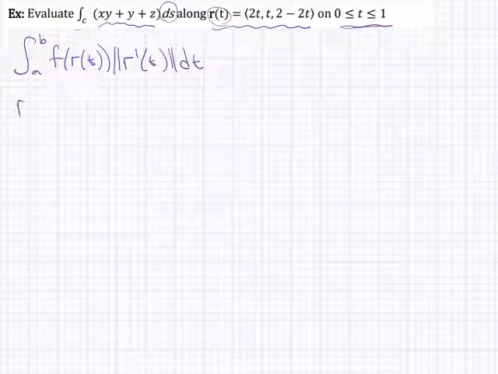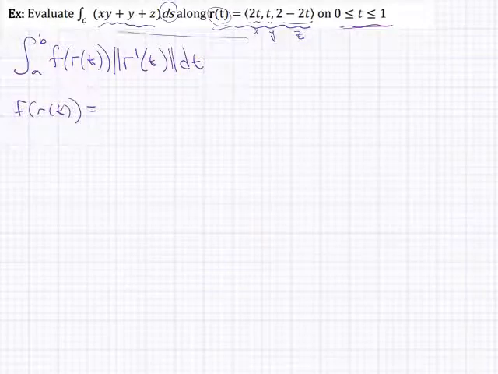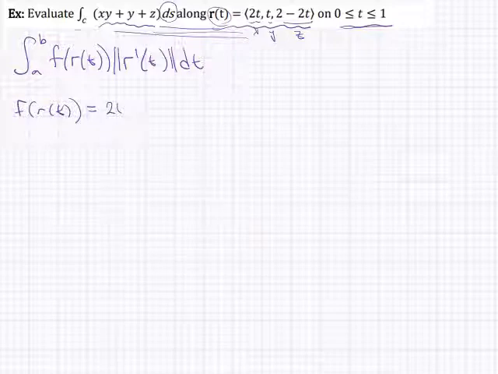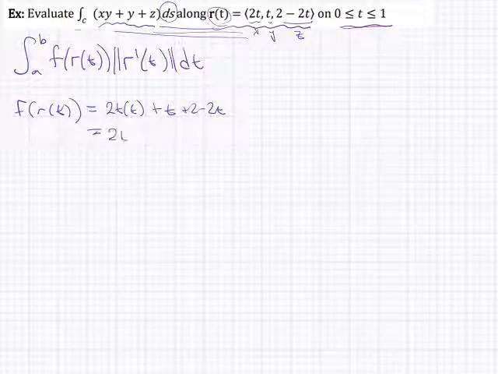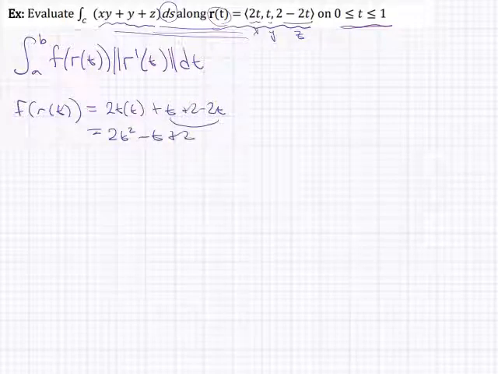So f of r of t, again, first component x, second component y, third component z. That's how we're going to plug it in here. So we're going to get x times y, so that'll be 2t times 2, plus y, which is t, plus z, which is 2 minus 2t. If we simplify that, this will be, what, 2t squared. This will be t, and a minus 2t will be minus t plus 2. So that's f of r of t.